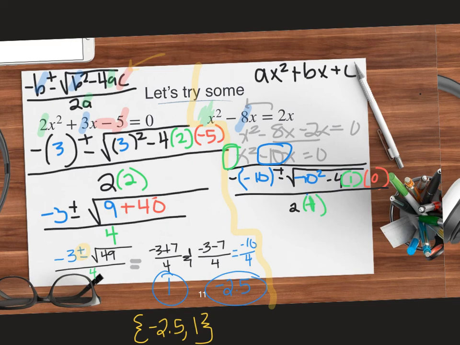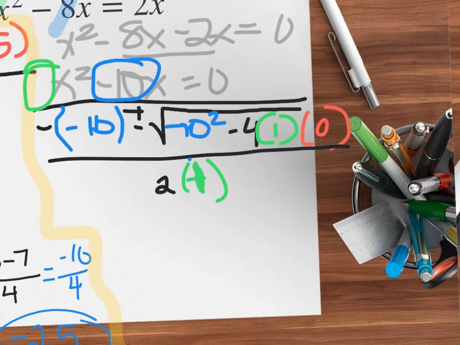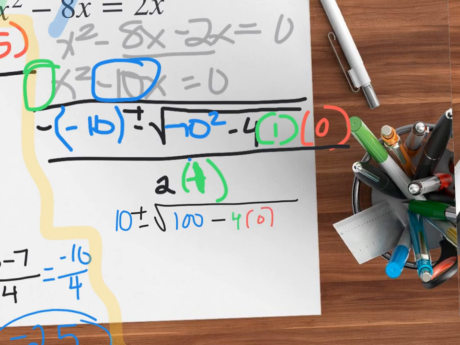Okay, so now we're going to start simplifying. So let's start on the inside of this square root and then also simplify the opposite of negative 10. So that's going to end up being, and I'm going to zoom in so this is a little easier for me to write, 10 plus or minus the square root, 10 squared, negative 10 squared is 100. So 100 minus 4 times negative 4 times 1 is negative 4 times 0, all over 2 times 1 is 2.